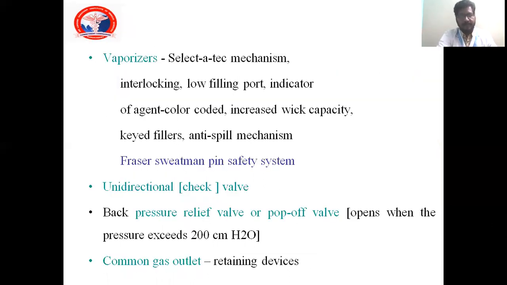Now coming to the vaporizers. We have different vaporizers with temperature compensating mechanism and interlocking devices. We have a low filling float and an indicator of agent. It is color coded. It has key fillers and an anti-spill mechanism. And also we have a unidirectional check valve and a common gas outlet.